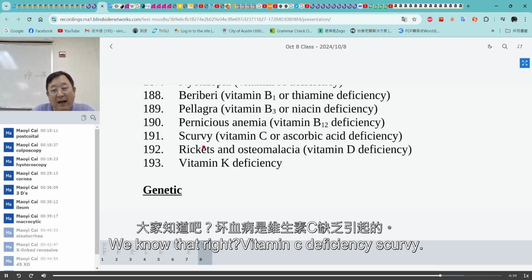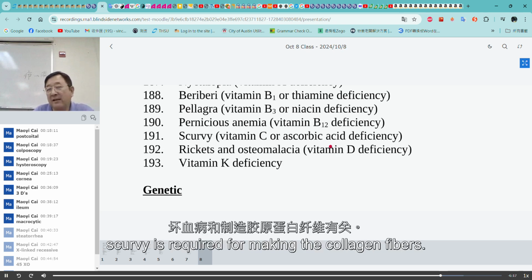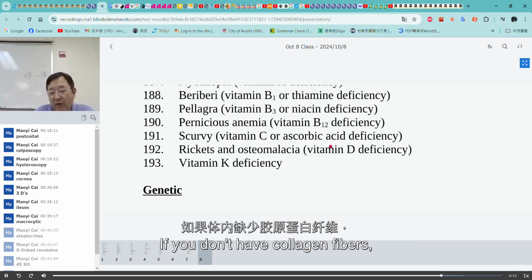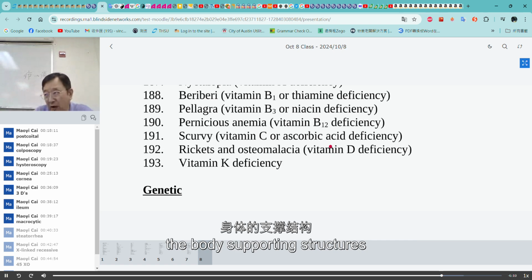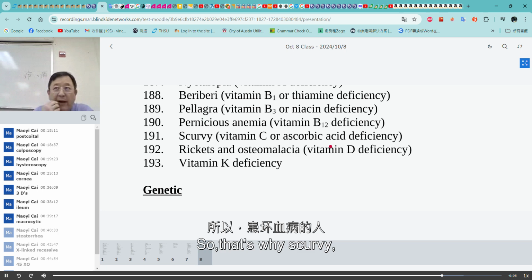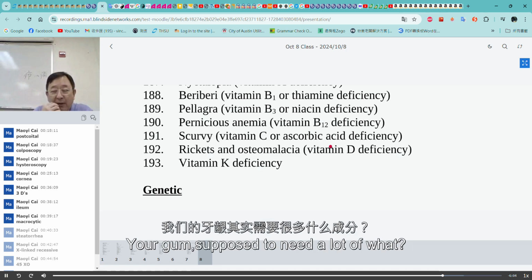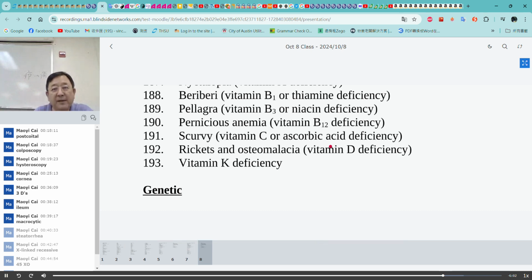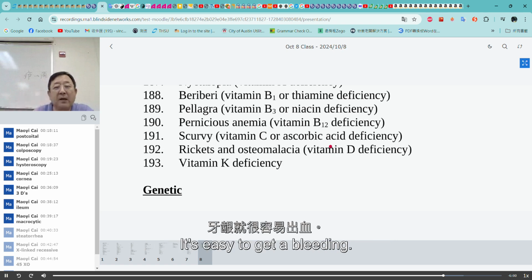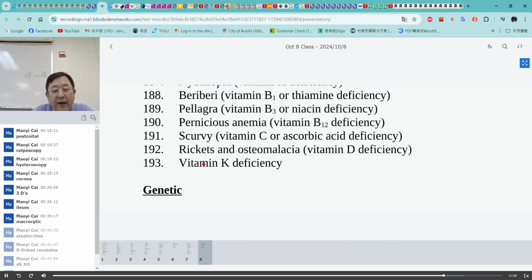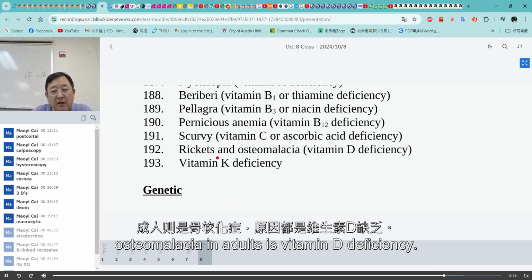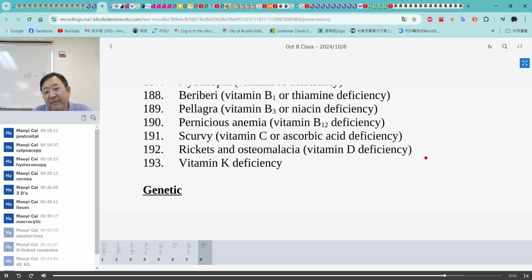Scurvy, we know that, right? Vitamin C deficiency, scurvy. Vitamin C is required for making collagen fibers. If you don't have collagen fibers, the body's supporting structures are weak. That's why with scurvy, a person easily gets gum bleeding, right? Your gum needs lots of what? Collagen fibers. And if you don't have enough fibers, you easily get bleeding. Okay. Rickets in children, osteomalacia in adults, is vitamin D deficiency.